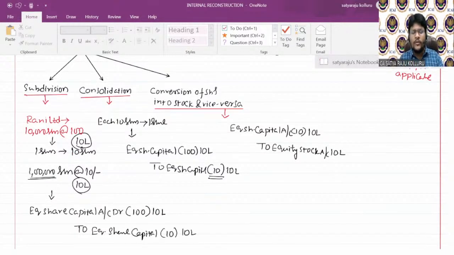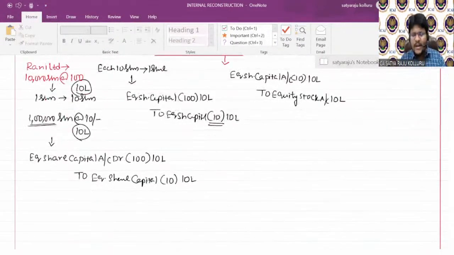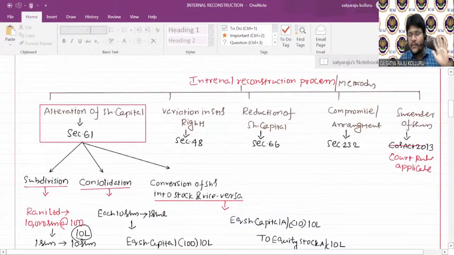One more thing you need to remember here: in case of alteration of share capital, there is no reduction of capital either. Sir, is there any change in the share capital in any way? If you observe, before and after are the same. In case of conversion of shares into stock also, before and after are the same. That's why there is no reduction of capital in case of alteration.